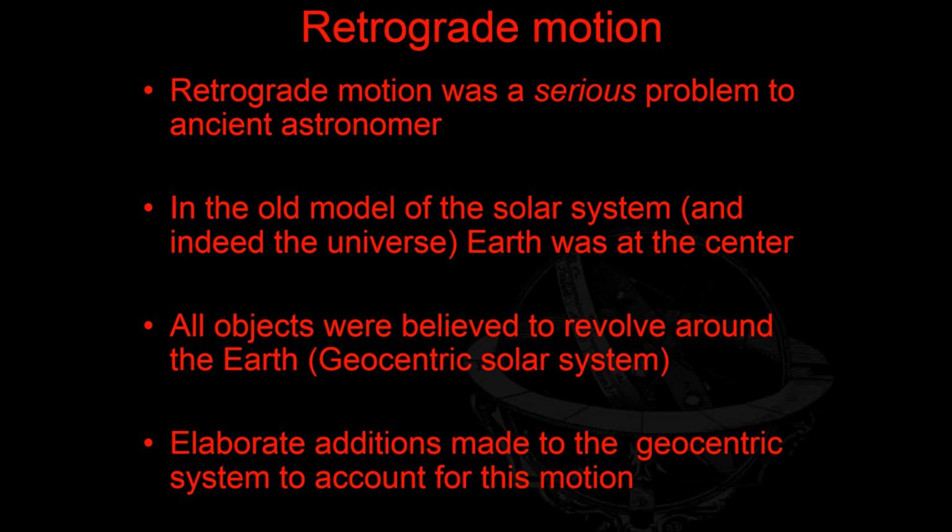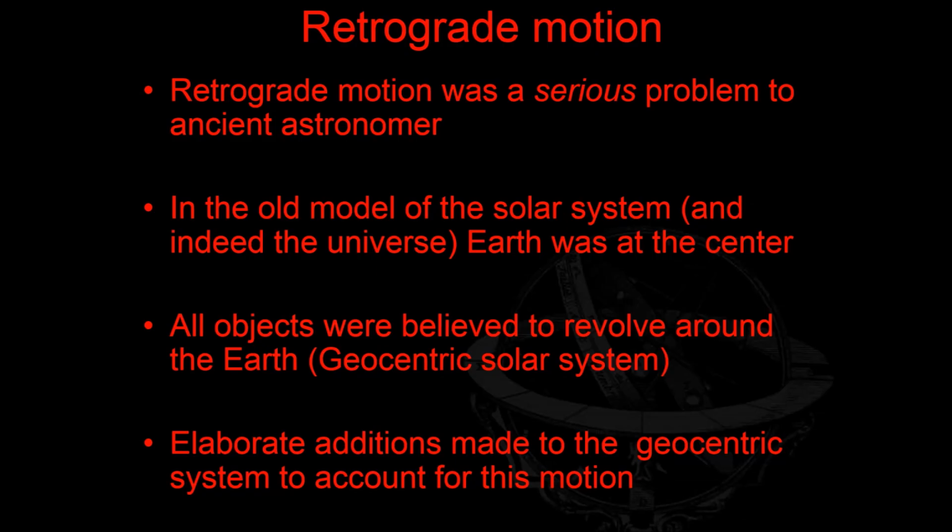So explaining why a planet would go backwards in the sky was a serious problem to an ancient astronomer, especially when they didn't know the difference between the background stars in their nature and the planets themselves, and thought they were made of the same stuff.